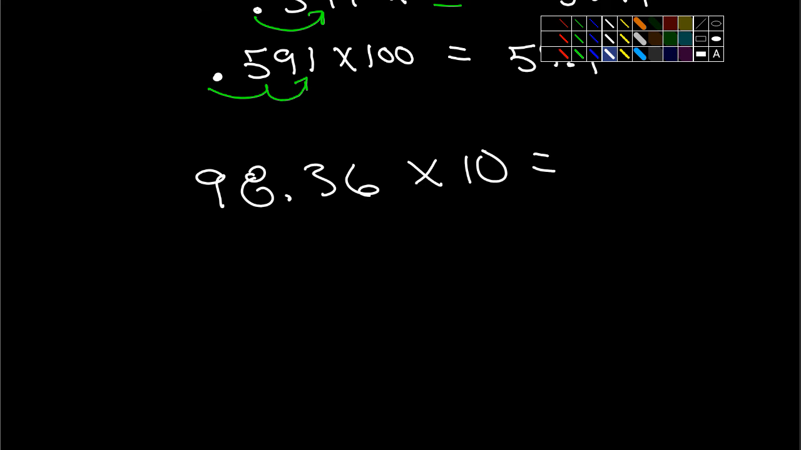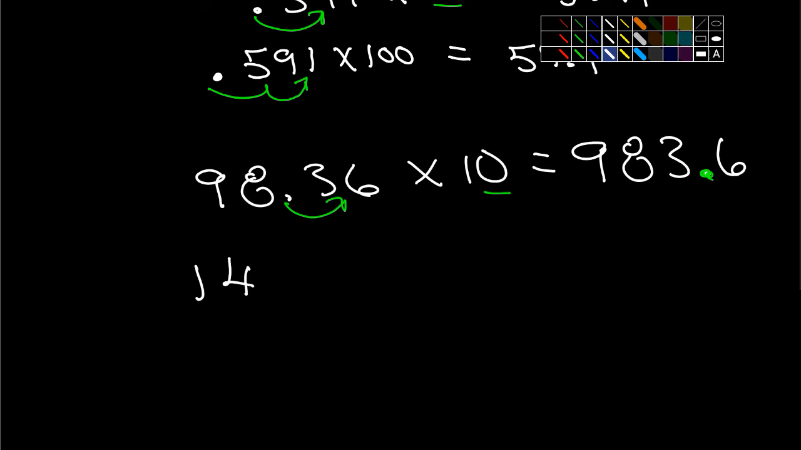Miss Guerin, 983.6. And here's what she did. She saw that it was just being multiplied by 10. She moved the decimal one place. Nicely done. So put up 10 points. Here's another one. How about 146.21 times 10?